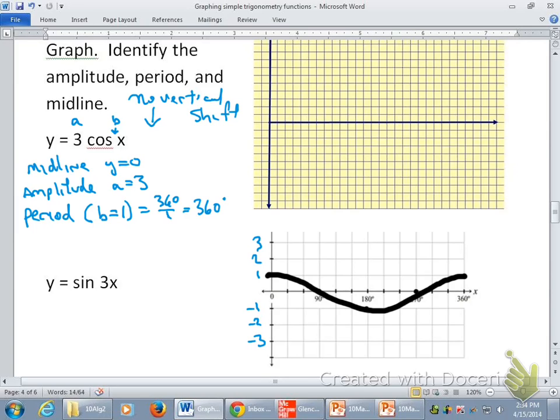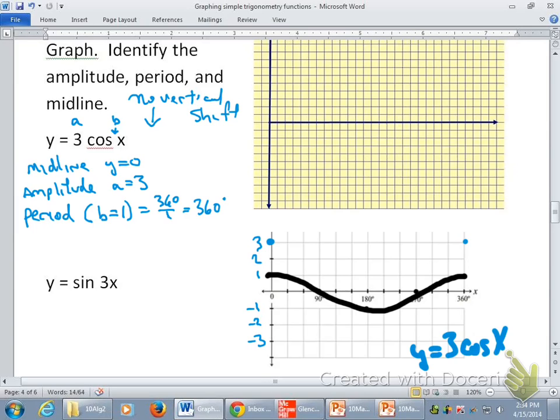Now, my new cosine graph, my 3 cosine x graph, is over here. My midline is still 0. That doesn't change. My amplitude is now going to be 3. But most importantly, the period has to happen in the same amount of time. So it has to start and stop in the same amount of time as my normal one. So instead of starting at 0, 1, where am I going to start? 0, 3. Then it has to stop at 360, 3, right?